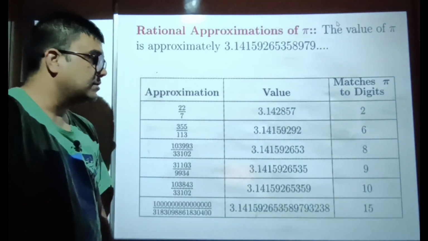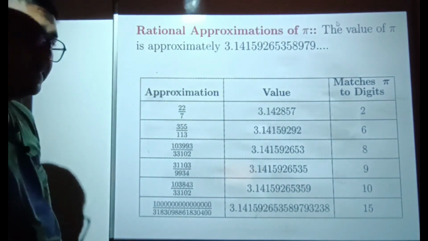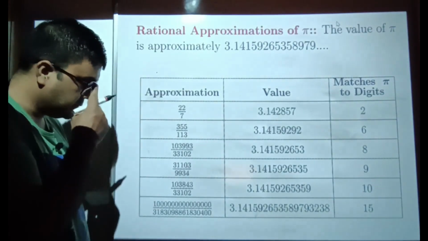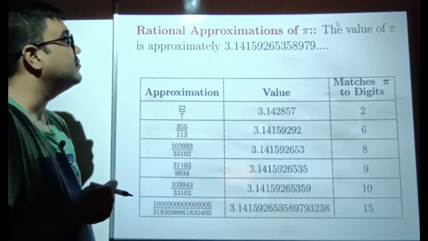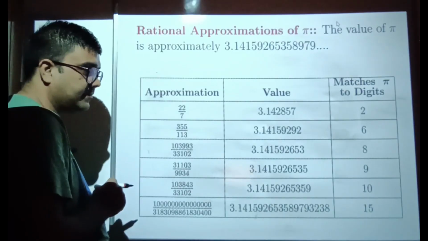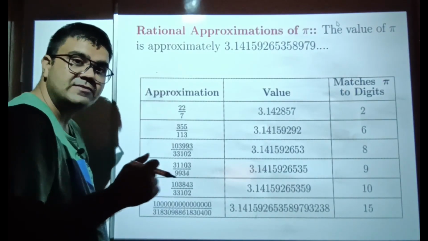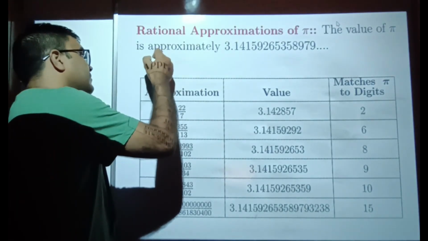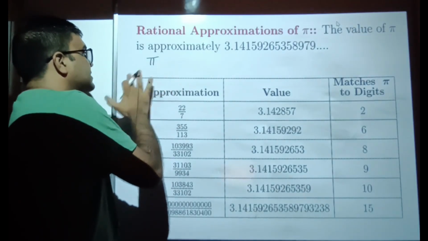Next we talk about the number pi. Whenever we are talking about this number pi, it is important to note that pi is an irrational number. We use several values of pi. Sometimes we write this symbol, pi. This is an irrational number.